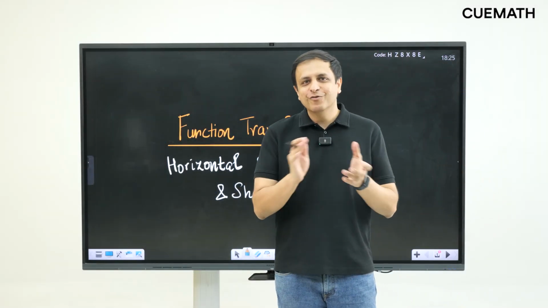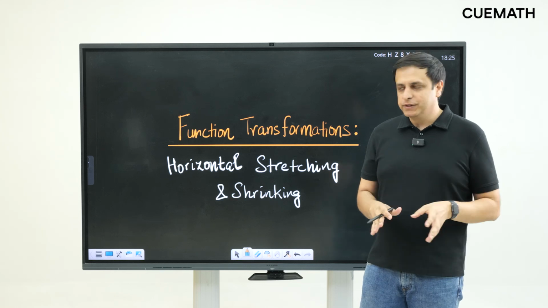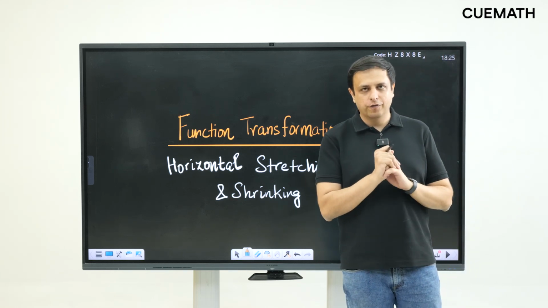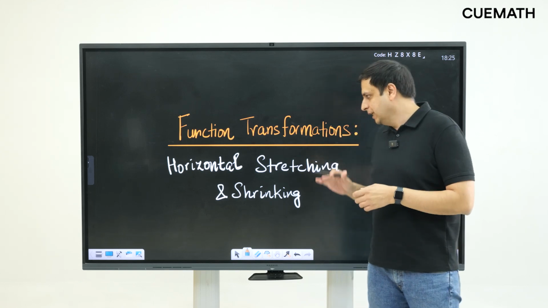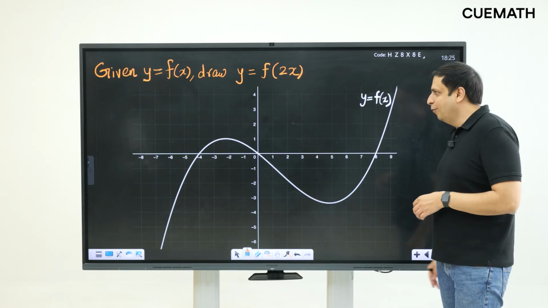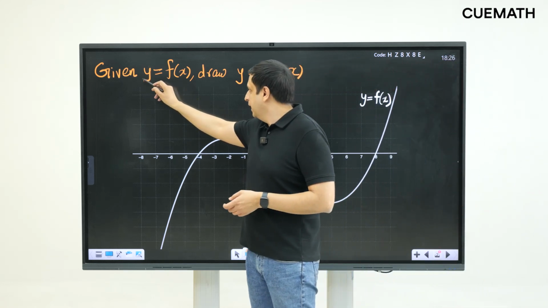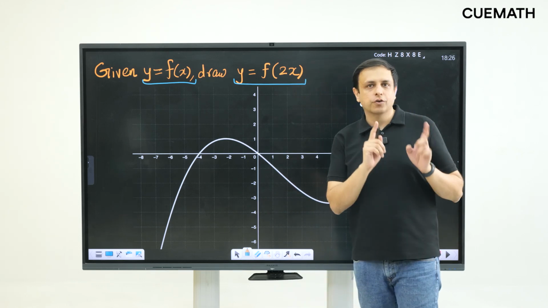Hi everybody, in this video I'm going to be talking about function transformations using horizontal stretching and shrinking of graphs of functions. In other words, horizontal scaling of functions. To understand what this means, we will take a look at our first example here, which says given y equal to f of x, draw y equal to f of 2x.